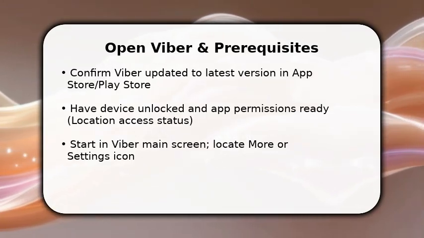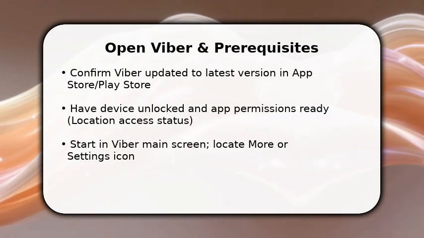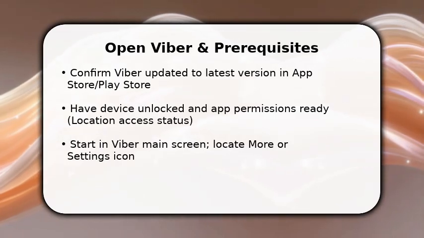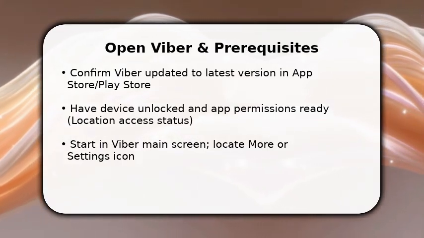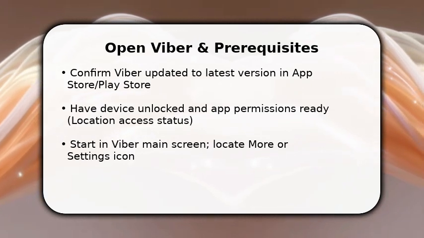You do this because Viber organizes privacy options inside settings, not chats. Make sure your device has battery and network. Then proceed to Privacy, so you can locate the exact toggle for sharing and live location features.